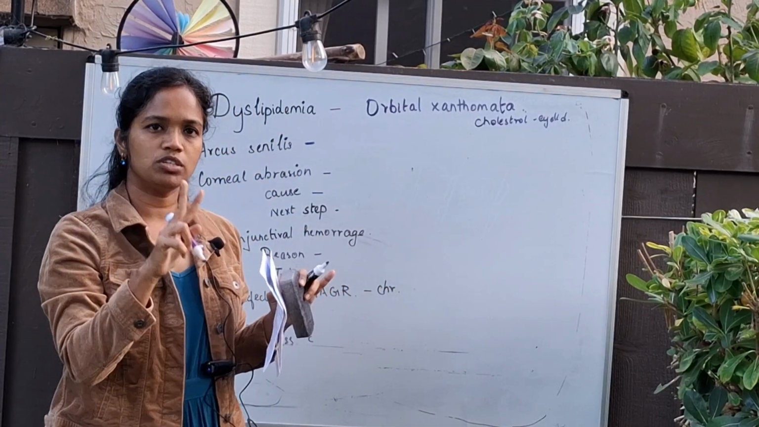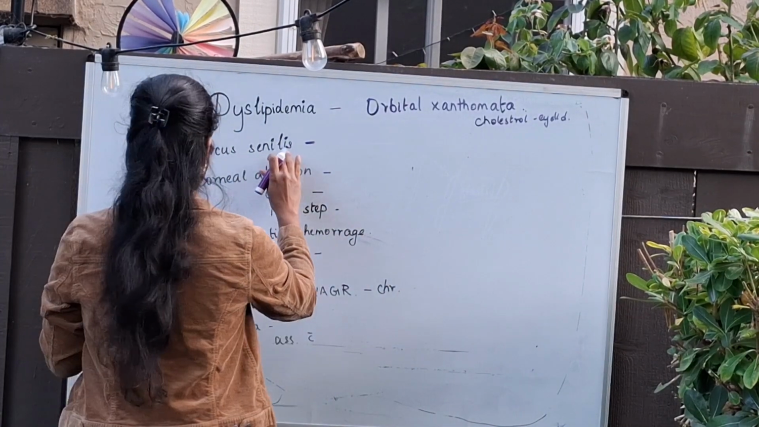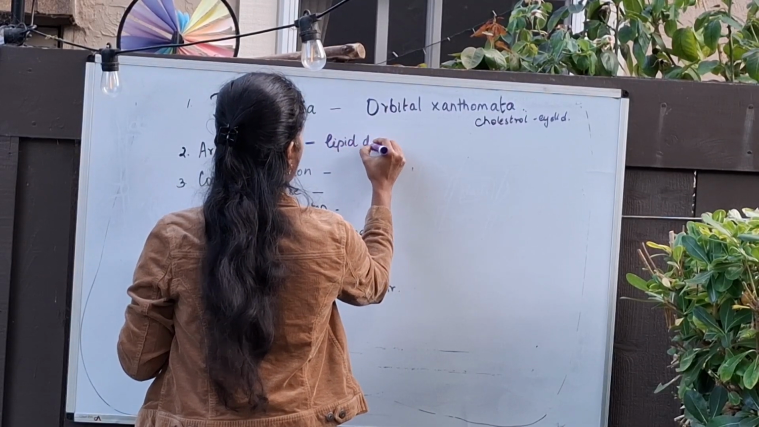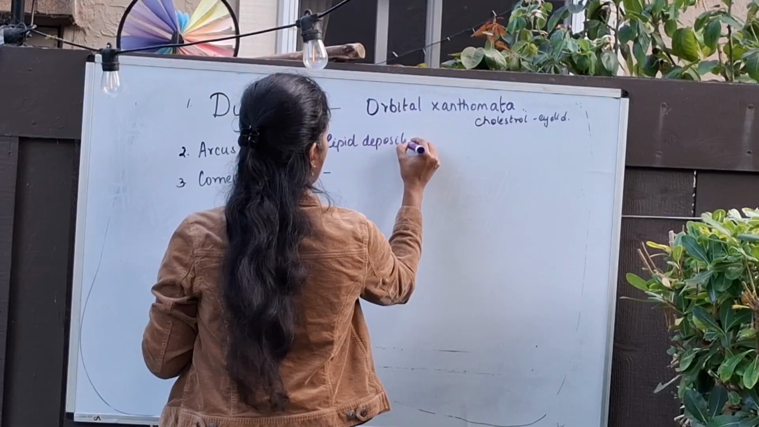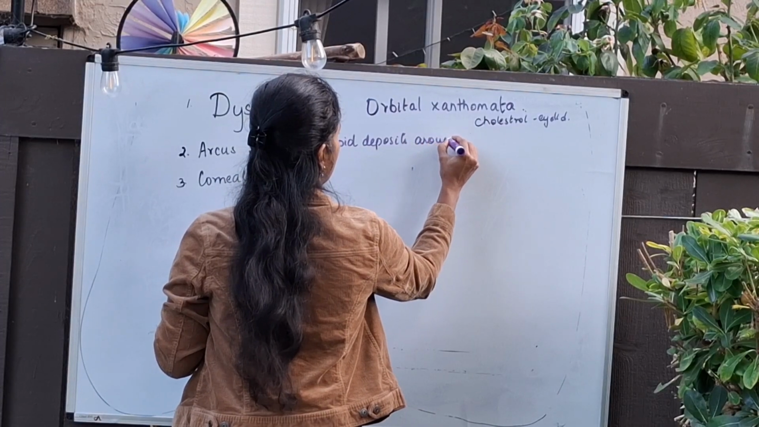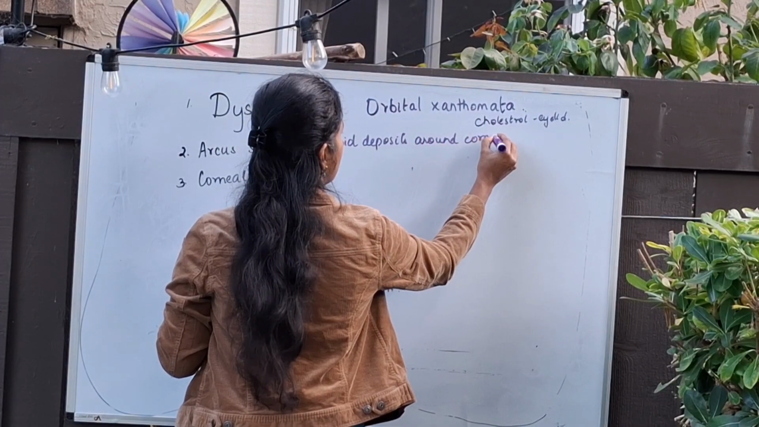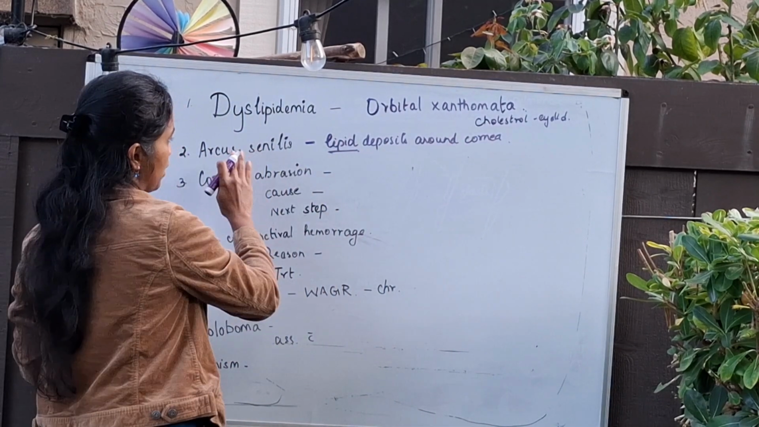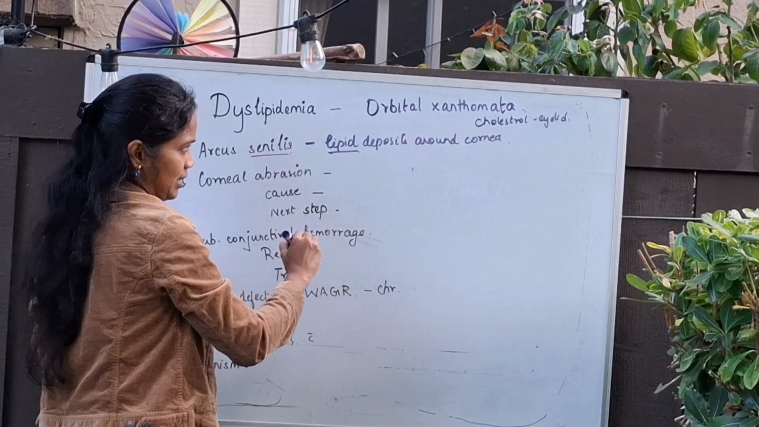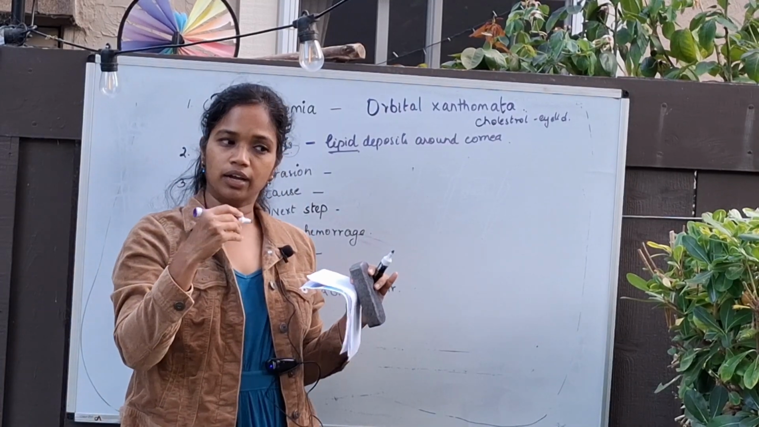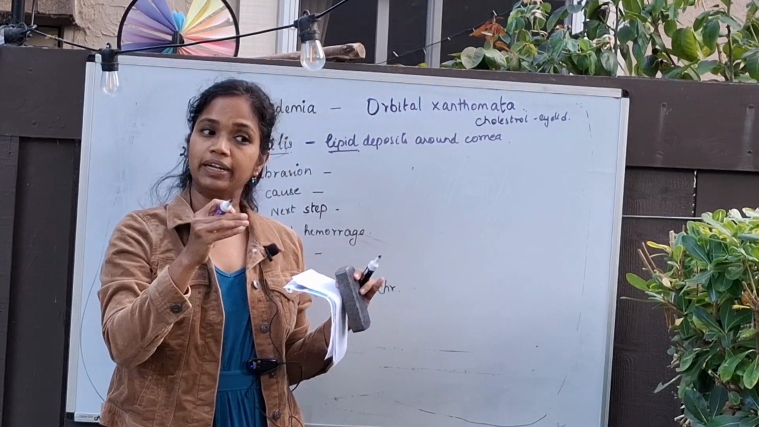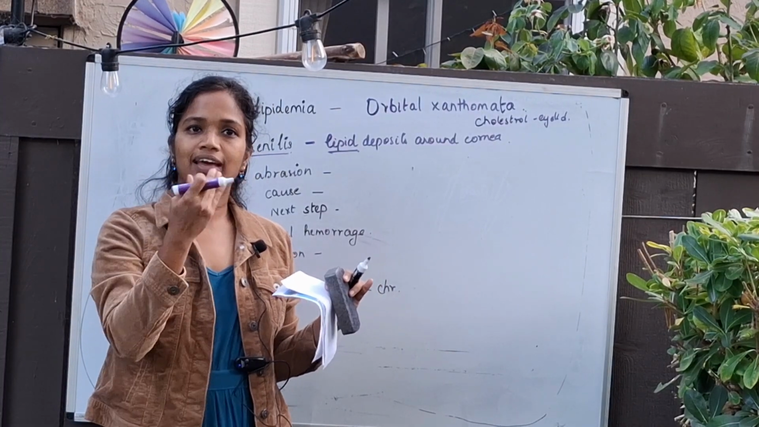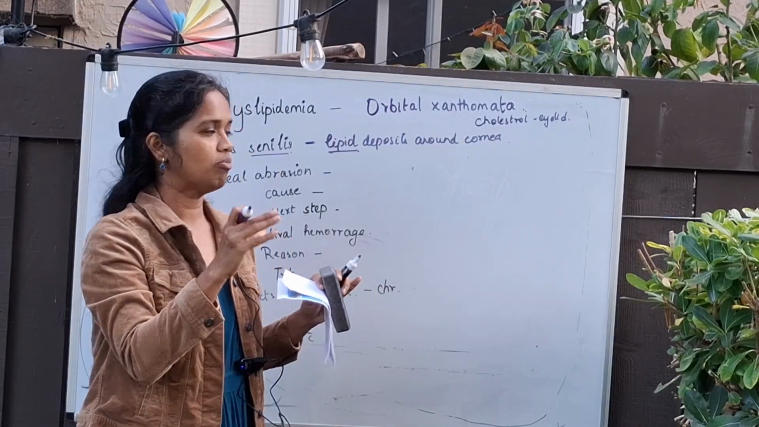There is one more presentation of dyslipidemia, that is arcus senilis. Here there are lipid deposits around the cornea. But even though there are lipid deposits around the cornea, this can be because of old age, like senility. It is associated with old age, but it can occur with lipid disorder, or even if the cholesterol is normal, in old age they can have this arcus senilis. That is the point I am trying to emphasize here.